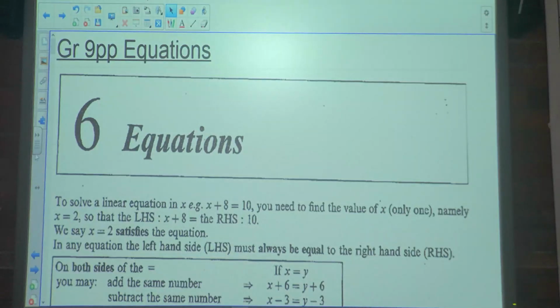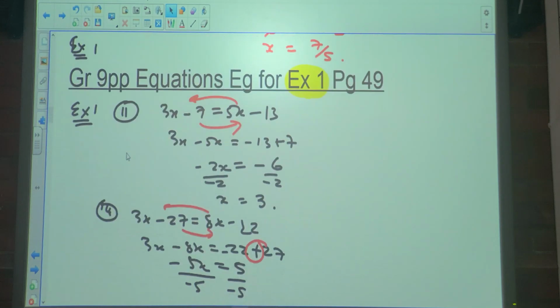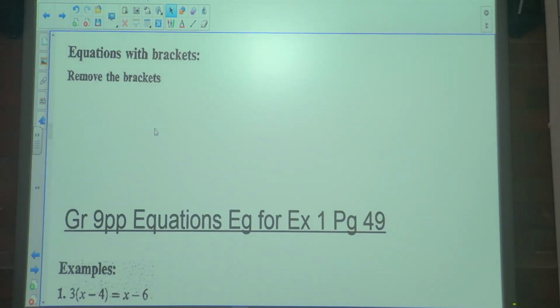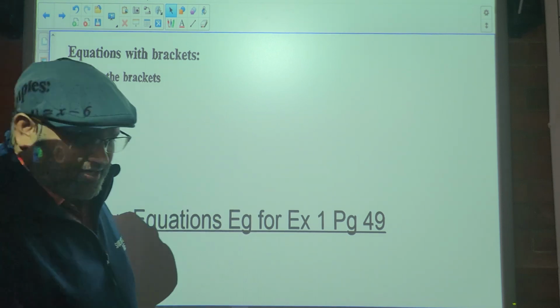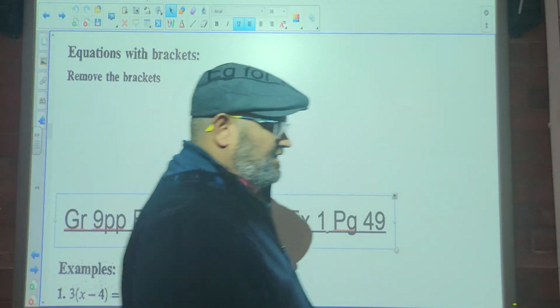Okay, good morning class. So today we're looking at equations. Of course, we're now doing equations with brackets: removing the brackets. And these are examples for exercise 2, which is also on page 49.